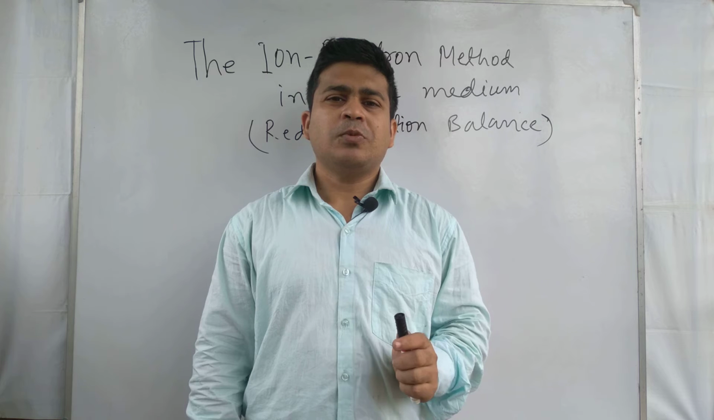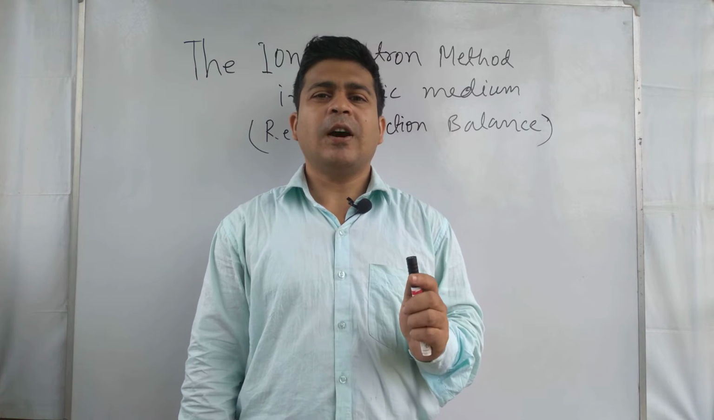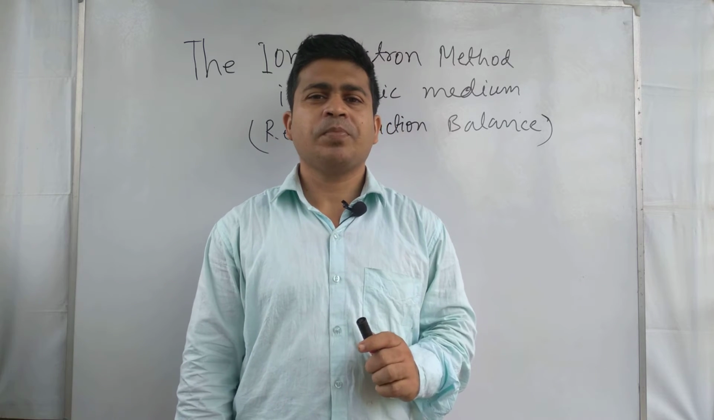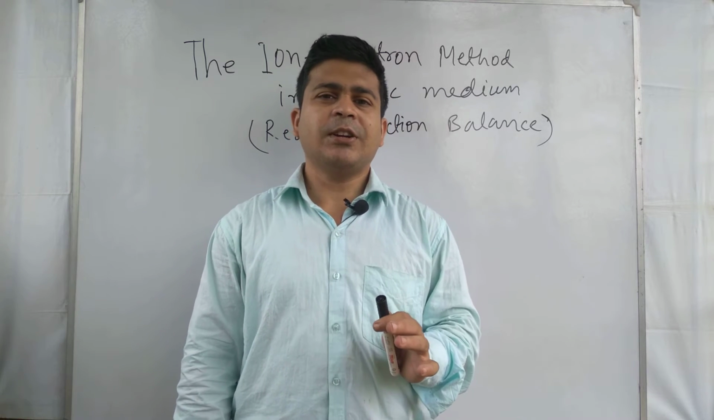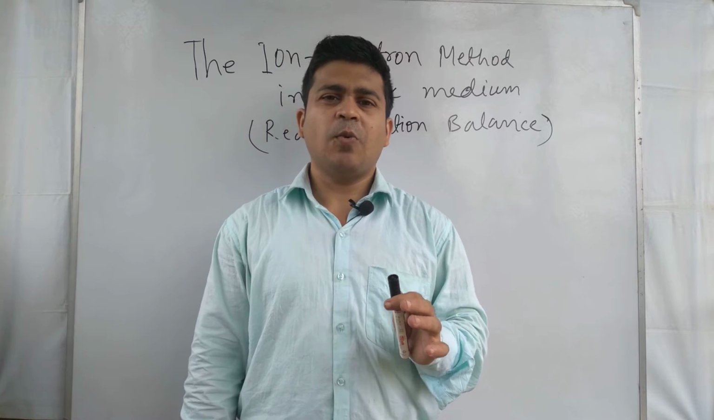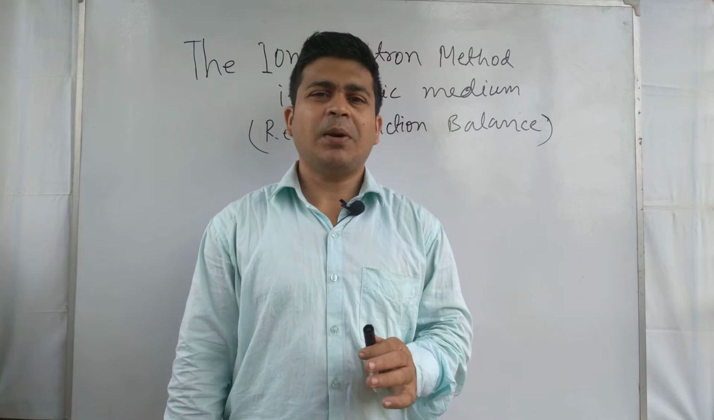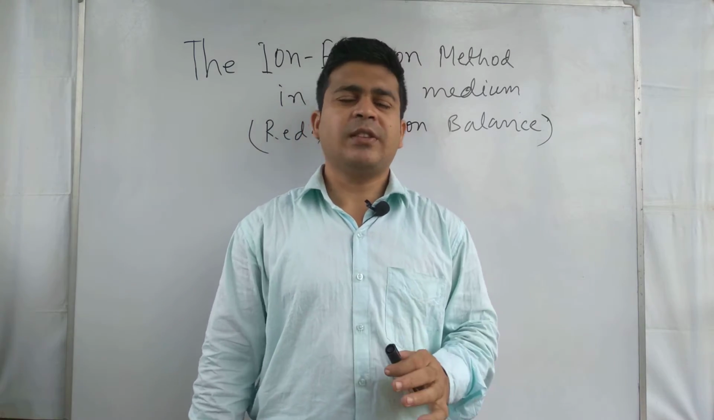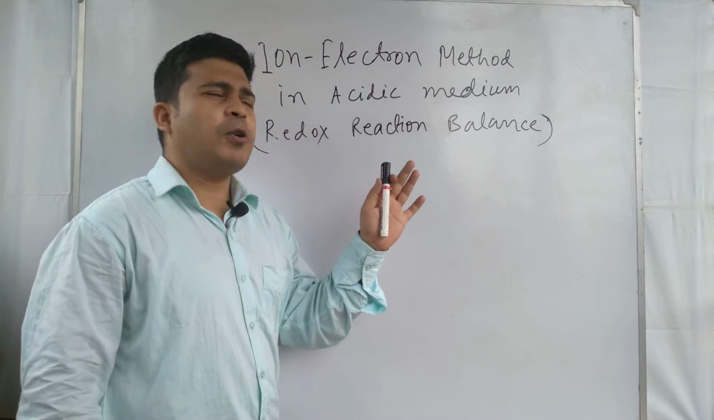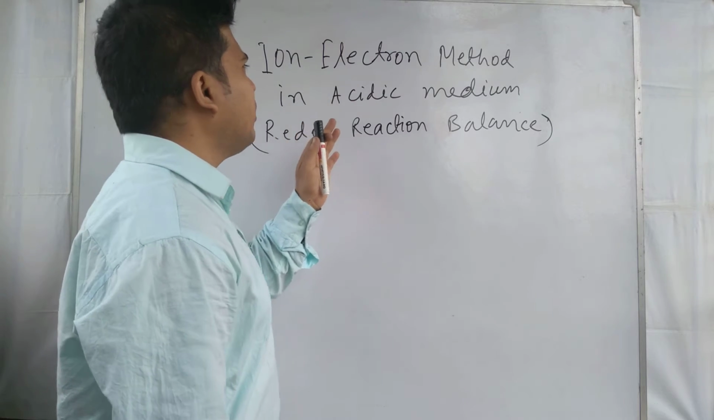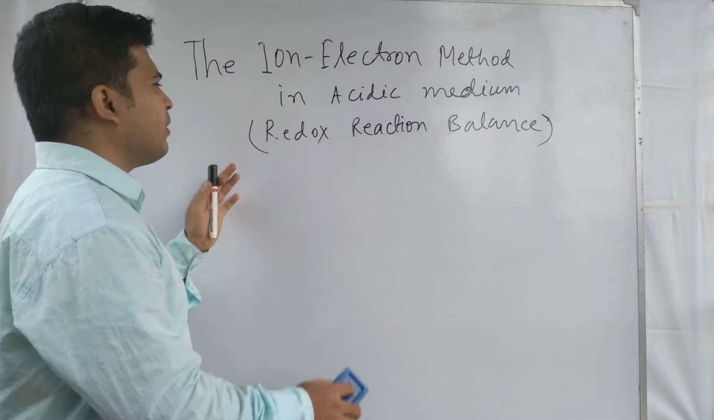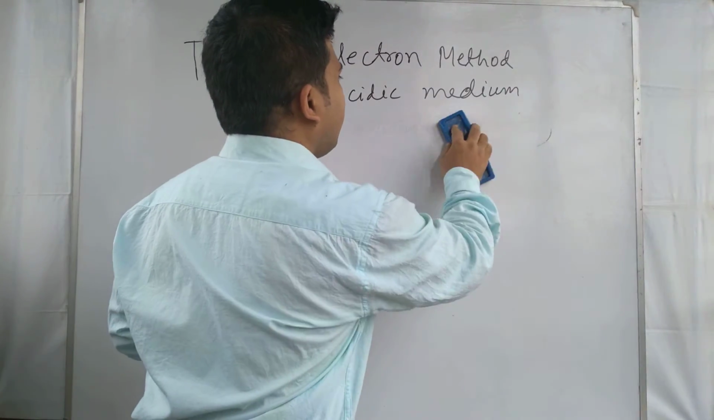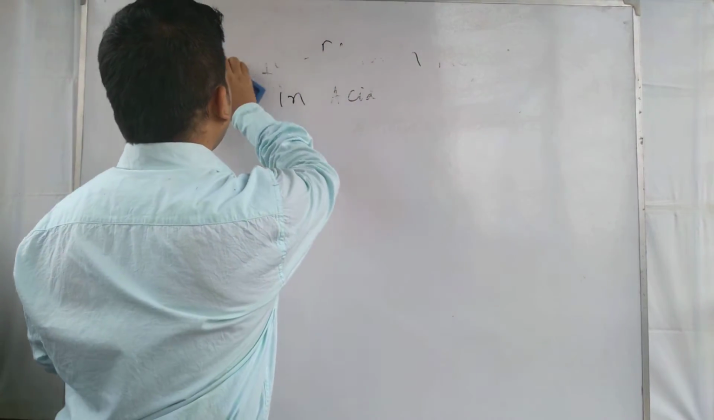Now the important point is what are the methods for balancing a redox reaction. To balance a redox reaction, there are two methods. One method is the oxidation number method, another method is the ion electron method. Today we discuss one method, that is the ion electron method. It is our discussion of today.